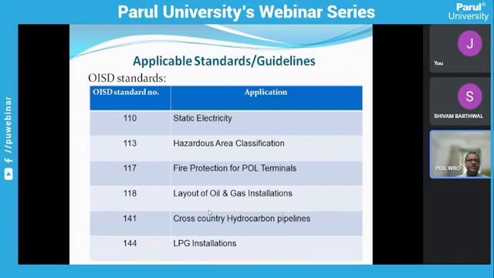These are the applicable standards and guidelines. There are many standards and guidelines. You have to study, you have to continuously update yourself with the latest standards and guidelines which are available in the market. I have just listed some guidelines which are most commonly used for process plant design. These are OISD guidelines, Oil Industry Safety Directorate, because whenever you are working in the oil and gas industry, these guidelines will definitely be followed. Static electricity OISD 110, OISD 113, hazardous area classification.